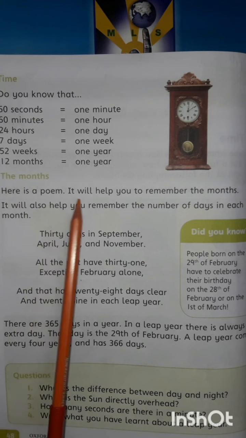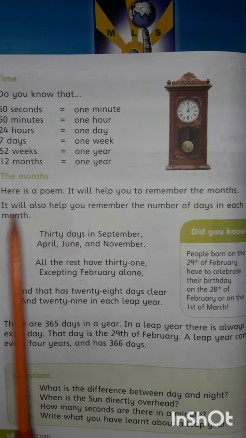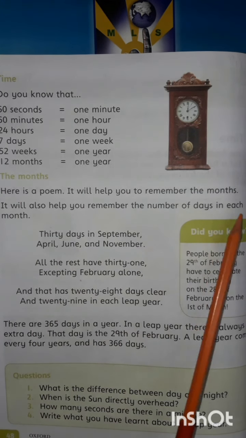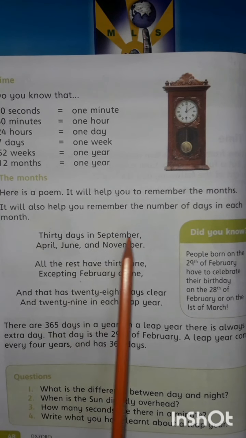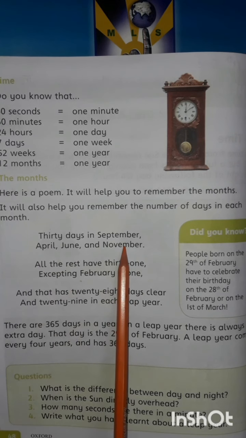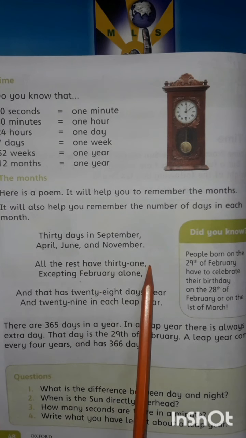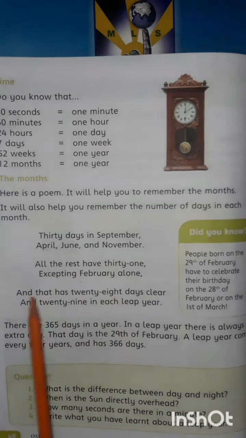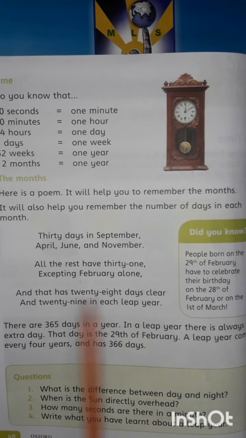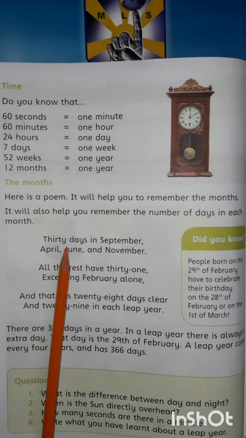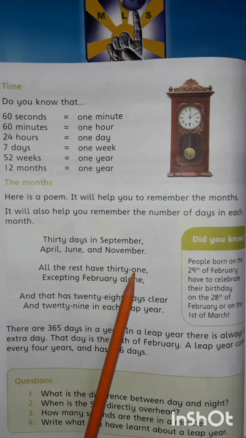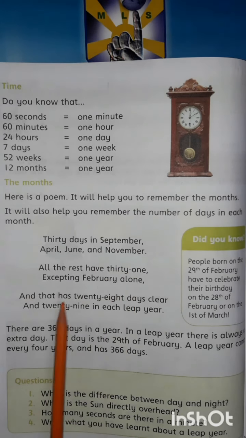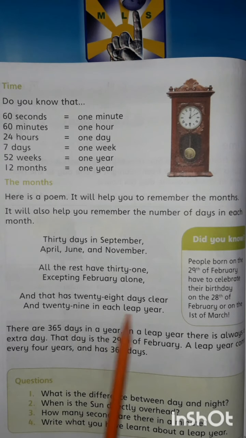Here is a poem. It will help you remember the months. It will also help you remember the number of days in each month. Let's sing. 30 days in September, April, June and November. All the rest have 31, excepting February alone, and that has 28 days clear and 29 in each leap year.